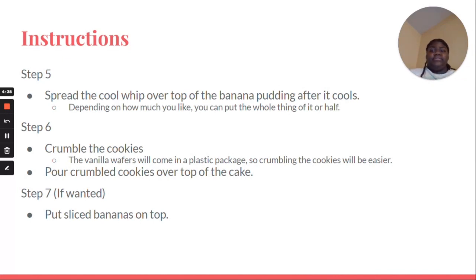And then for the cookies, the vanilla wafers, you'll get a rolling pin, or you can use your hand and just crumble the cookies inside of the plastic package, and that'll be easier than getting a Ziploc bag and doing it, because we use all the cookies on top of ours instead of just half of it. It tastes way better with all the cookies on there anyway. And then once you crumble the cookies, you'll pour all the crumbled cookies on top of the cake.